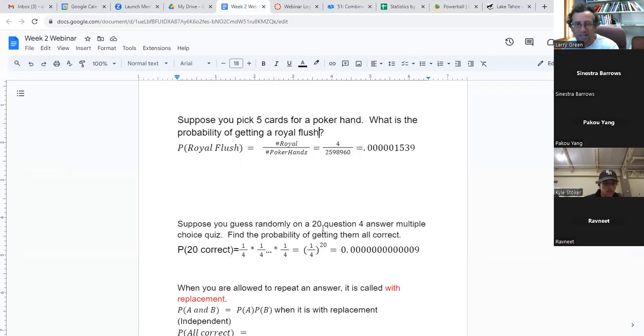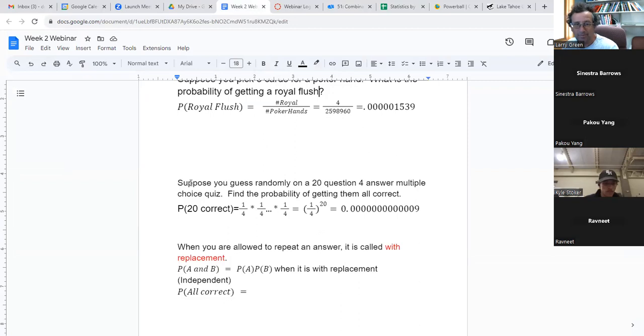So let's do another example. Suppose we have a 20-question quiz, and each question is multiple choice, with 4 choices for each question. You've all probably taken quizzes like this, where it was multiple choice. And the question is, find the probability of getting them all correct.